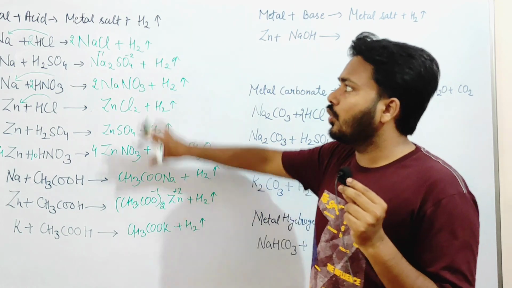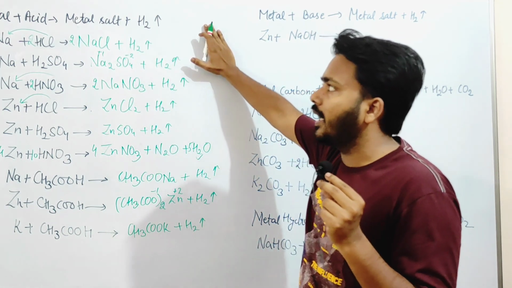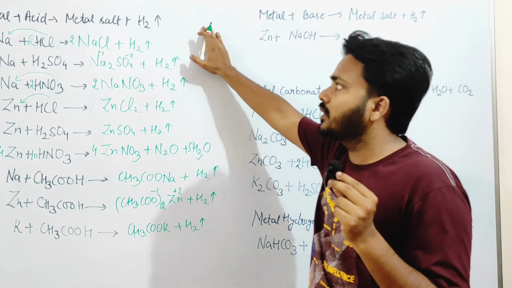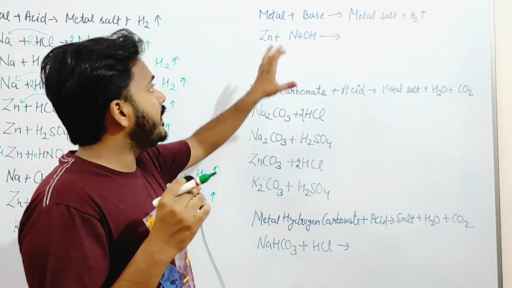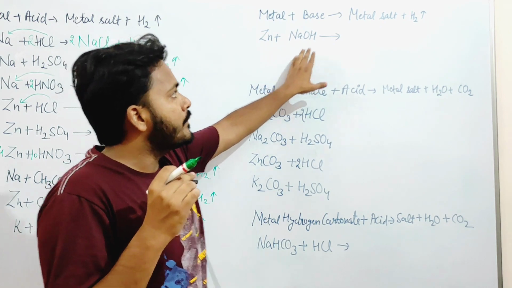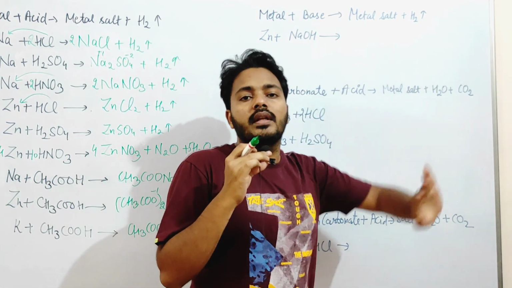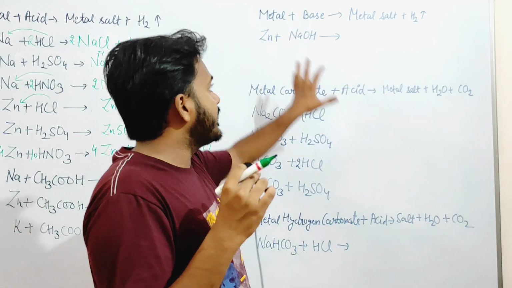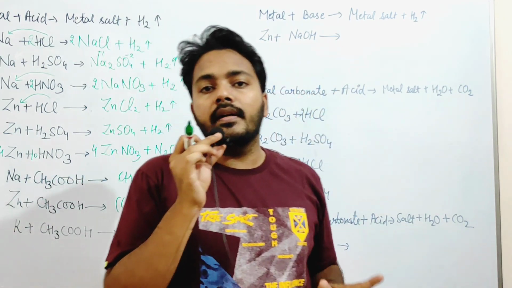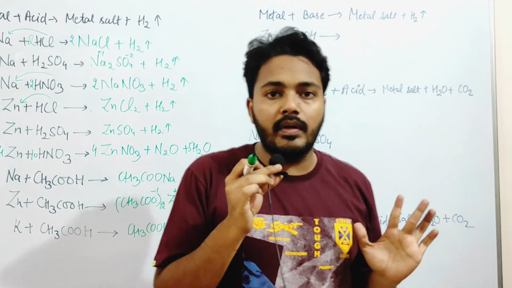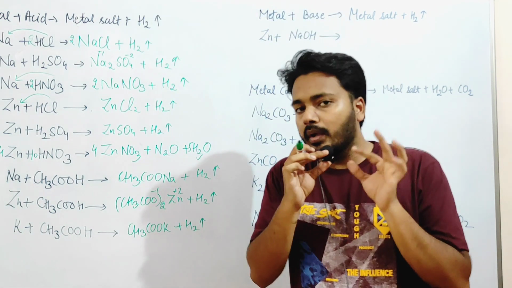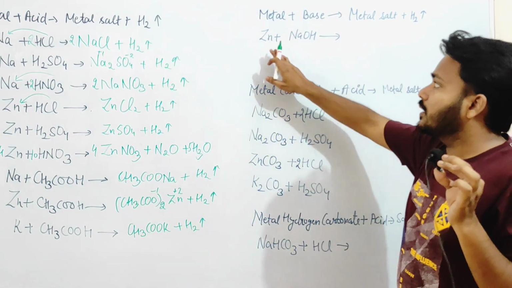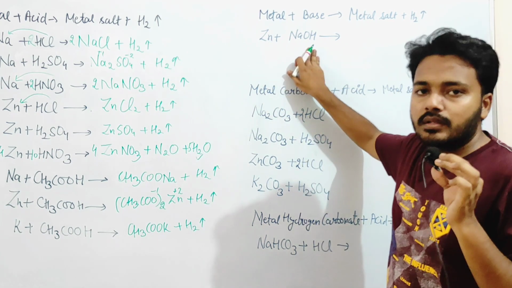Okay, so this is all about how metals react with acids. What is the product? Metal salt, and hydrogen is liberated. Moving to the metal with the base reaction, again metal salt and hydrogen is liberated. This is a very simple reaction. In the NCERT book only one reaction is given and that is important. You need to remember how it will go. In this reaction I have taken zinc with NaOH.